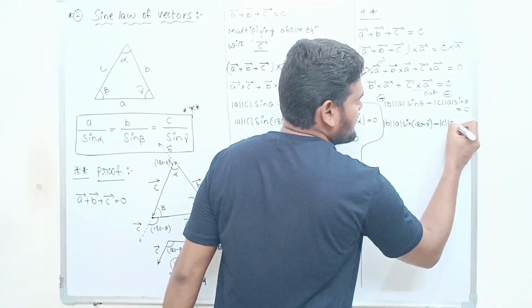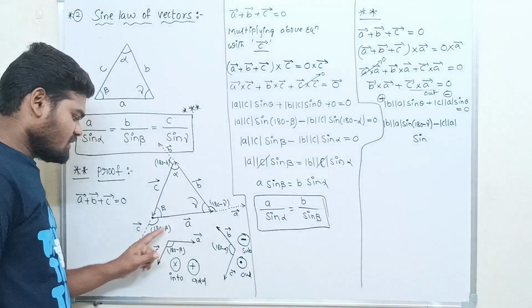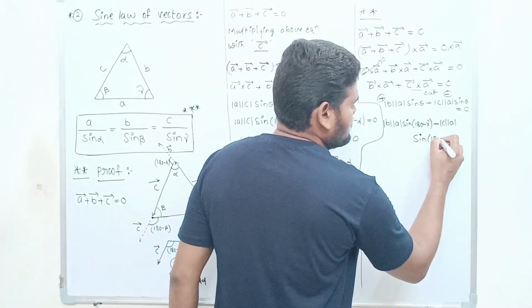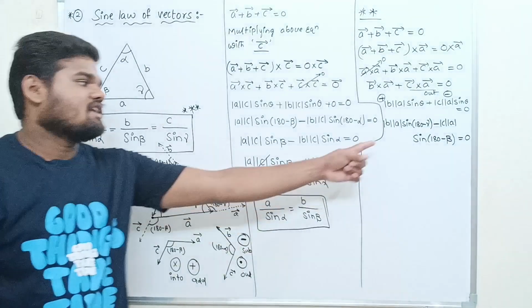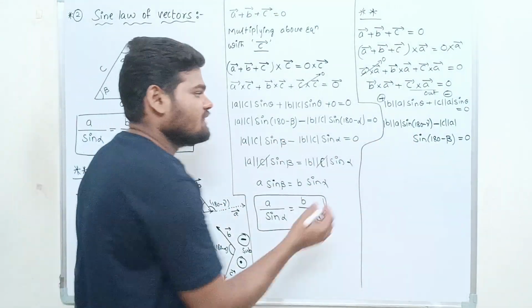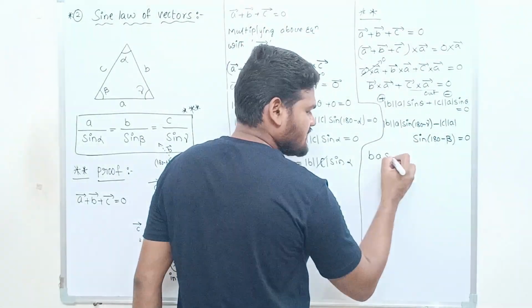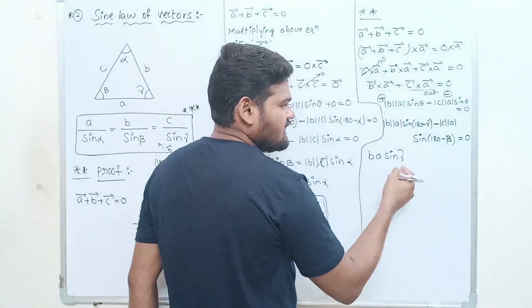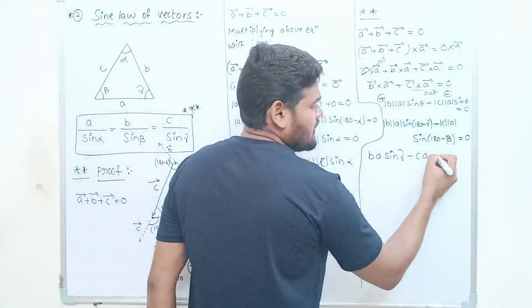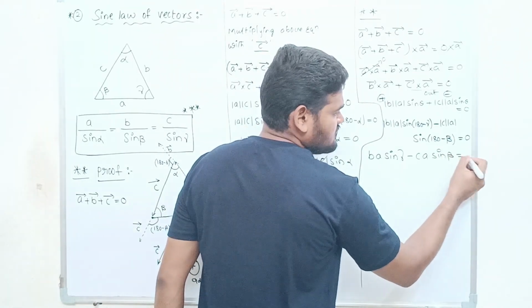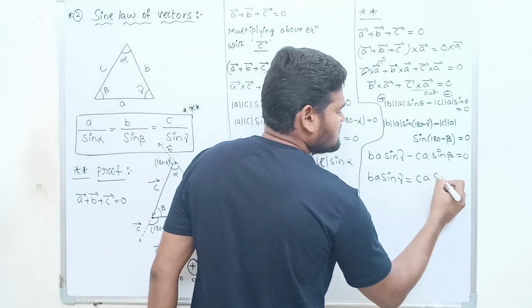So magnitude of C into magnitude of A into sine of the angle between C and A bar vector, 180 minus beta, is equal to 0. So magnitude of B into magnitude of A is BA. What is sine of 180 minus gamma? Sine gamma. Sine of 180 minus theta is sine theta. Minus, here C is there, here A is there, sine of 180 minus beta, sine beta, is equal to 0. So BA sine gamma is equal to CA sine beta.